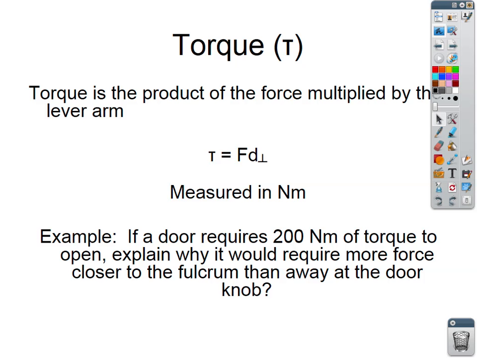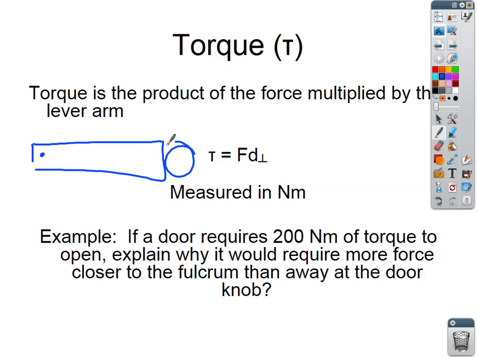So kind of your initial problem: if a door requires 200 Newton meters of torque to open, explain why it would require more force closer to the fulcrum than away at the doorknob. This is again why they put the doorknob so far away from the fulcrum. Here's your doorknob, here's the fulcrum. Every object has a particular amount of torque required to rotate it. There's a torque necessary to begin the rotation of that object, to overcome its rotational inertia and make it begin to rotate.